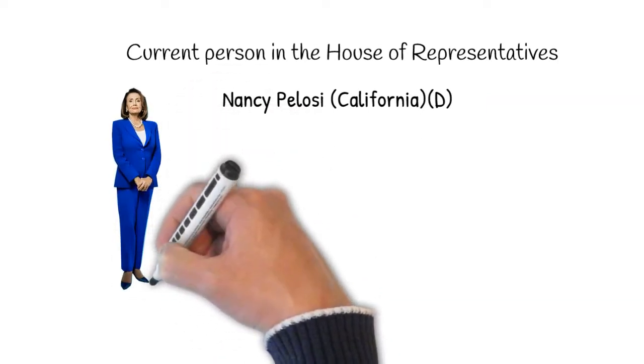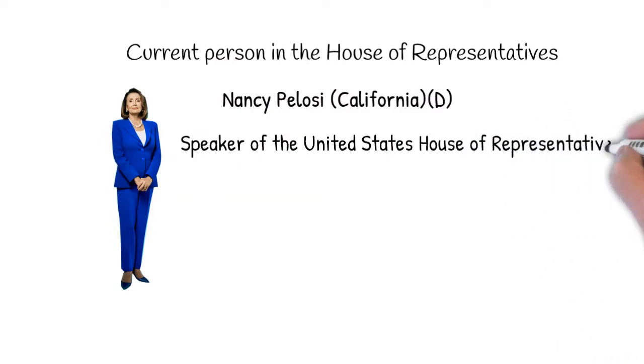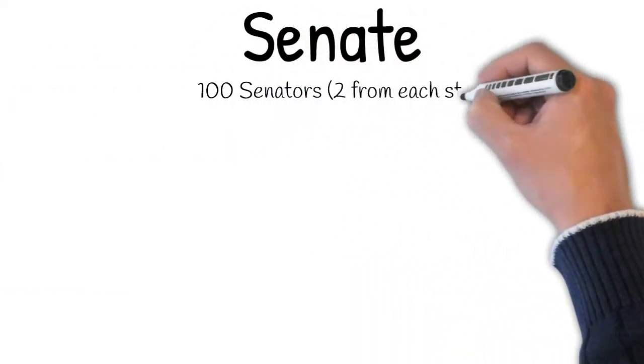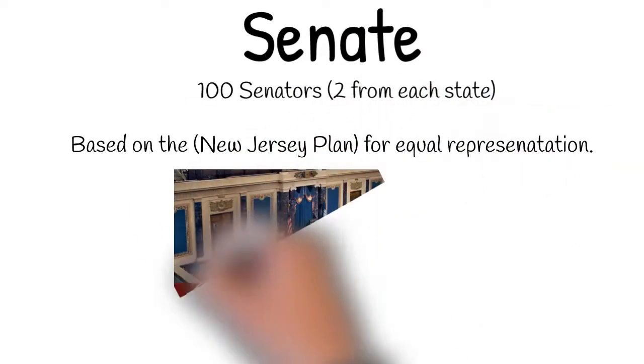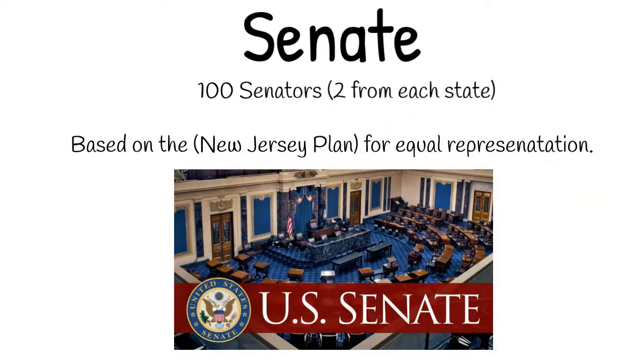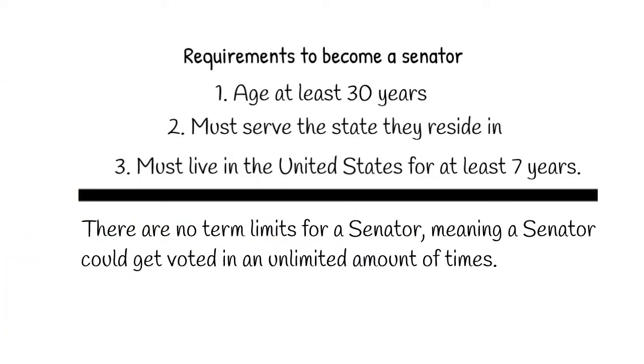Now the Senate has 100 members, with 2 coming from each state. The Senate is the opposite of the House, with equal representation from each state, while the House of Representatives is by population. Senators are voted in and must be at least 30 years of age. They also represent the state they reside in. As of 2019, Republicans control the Senate, and their majority leader is Mitch McConnell.